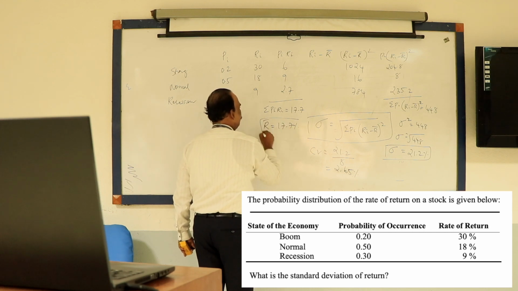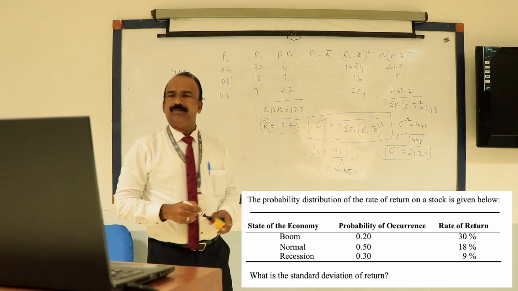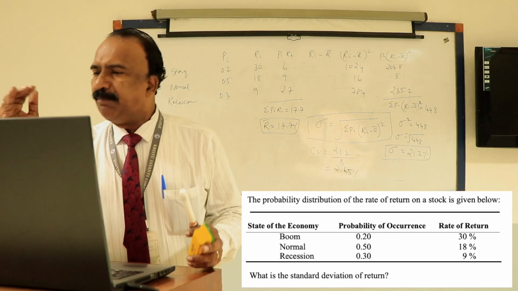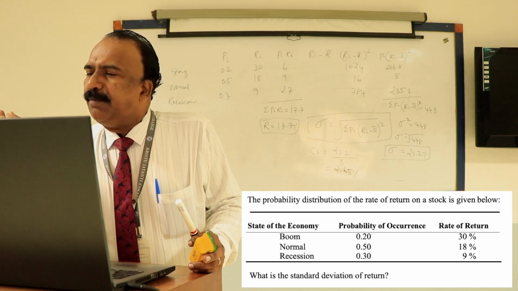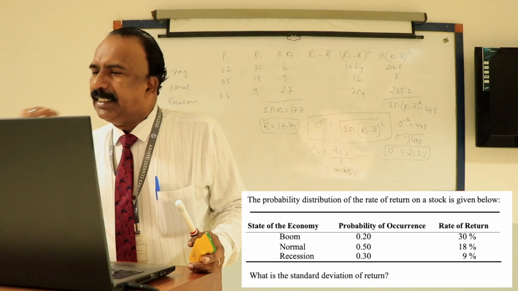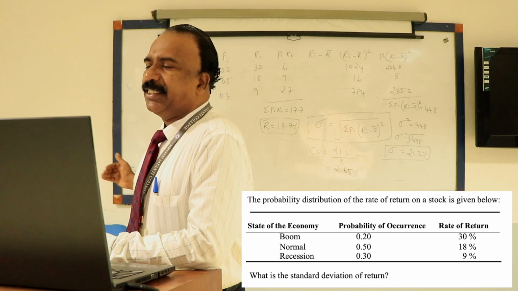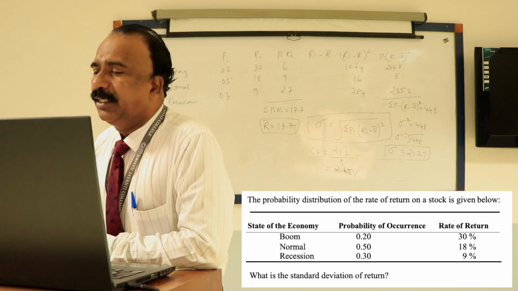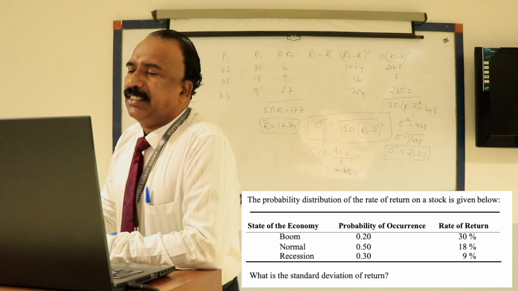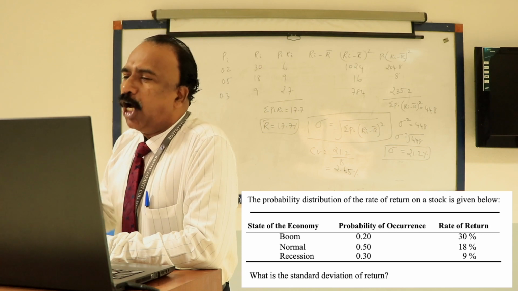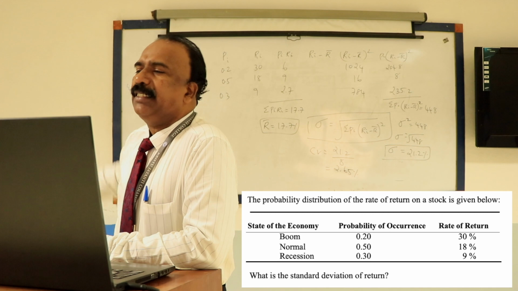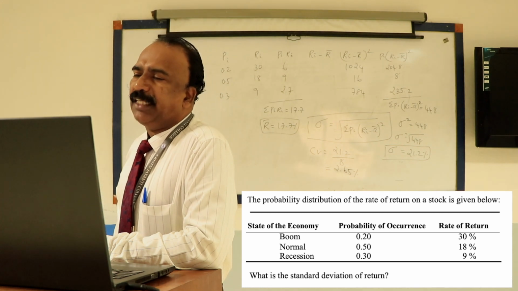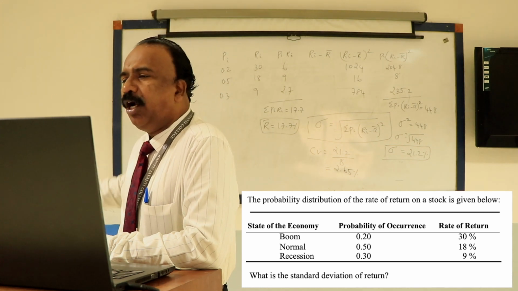Is that clear? The summation itself is called the average return. You need not divide it by the number of years or the number of conditions here, because it is the condition, not the number of years. It's a strong condition, normal condition, and recessionary period. What is the probability and what is the return? The summation itself is called the return.